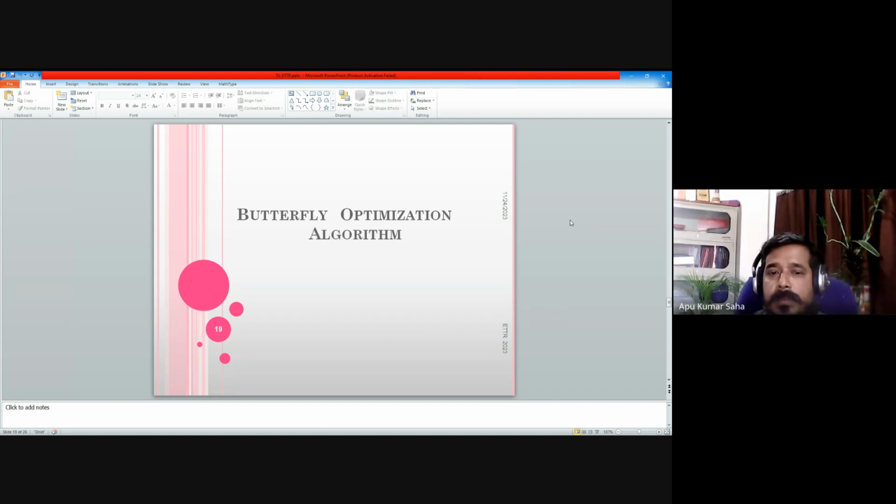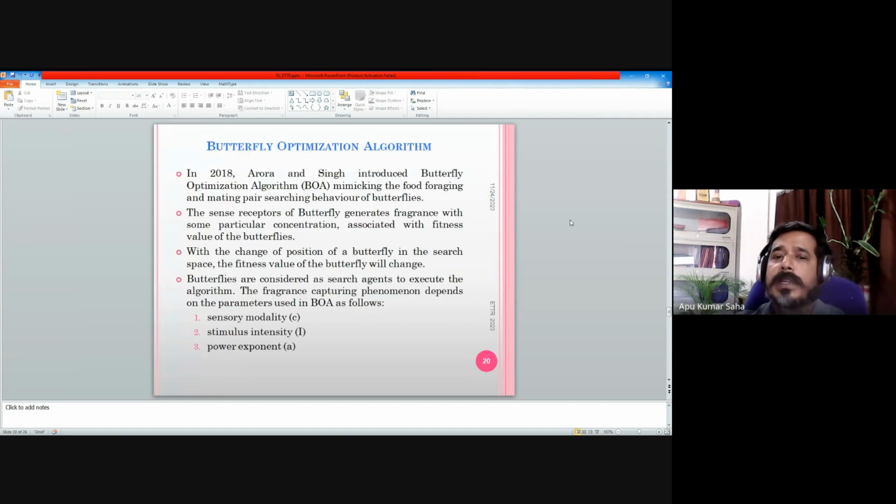Next, we are going to the butterfly optimization algorithm. Okay, fine, so then let us go there. What is the butterfly optimization algorithm? It is inspired by the foraging behavior, food searching behavior and mating pair searching behavior of butterflies. In 2018, Arora and Singh introduced this butterfly optimization algorithm. Now, what is the butterfly optimization algorithm?